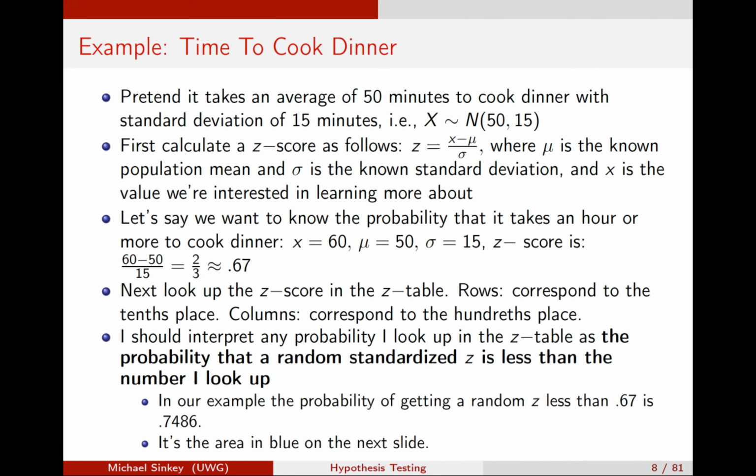Okay, so let's try to look at an example of when we used the normal distribution in Stats 1 and try to work ourselves back into some problems that we're familiar with. So let's just take a look at the time it takes to cook dinner.